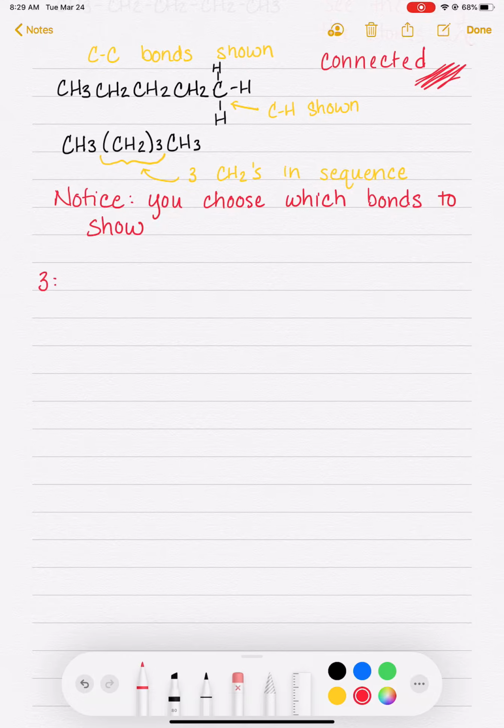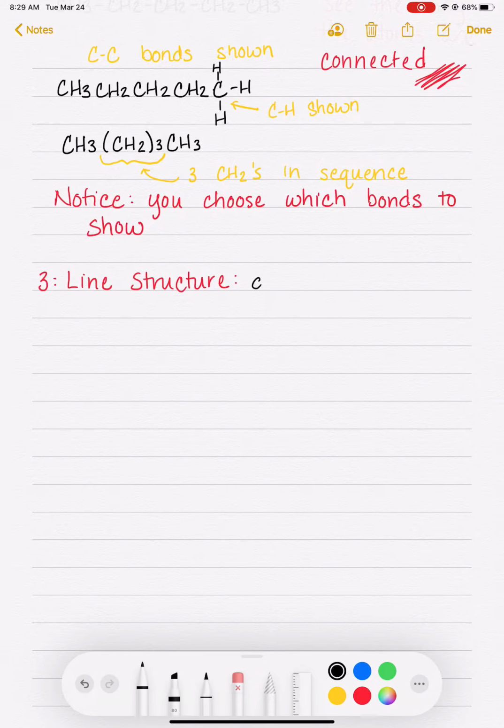The third method for drawing organic molecules is called the line structure. The line structure is also called the skeletal structure or the bond line structure. And this is definitely the trickiest of the three different methods for drawing organic molecules.